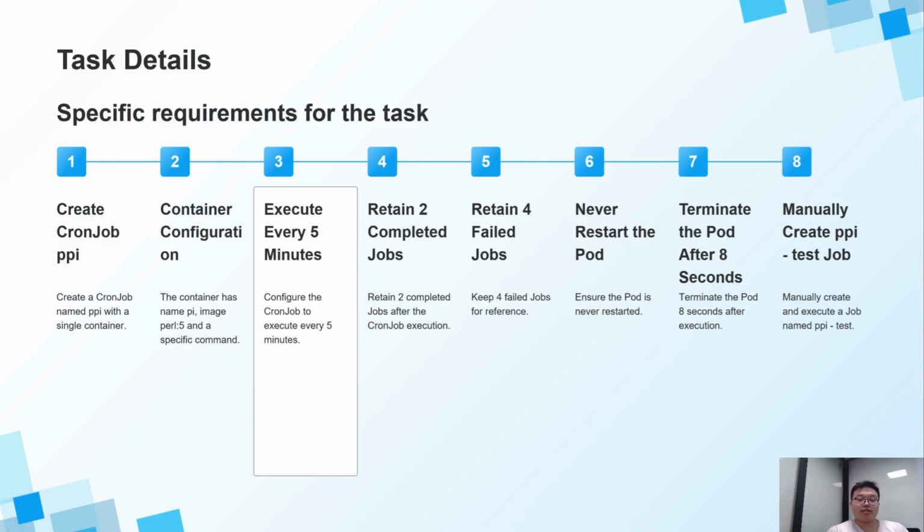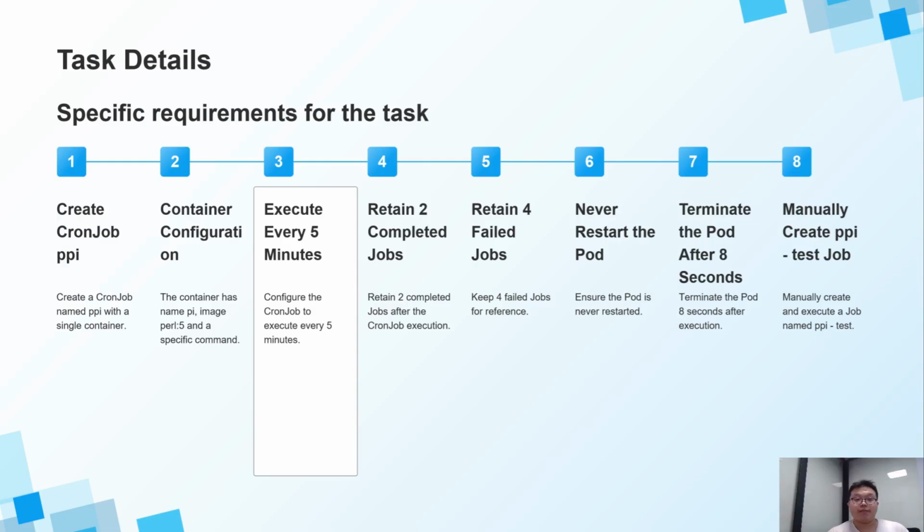Next, keep 2 completed jobs and 4 failed jobs, which is essentially keeping a history record. And the pod should never restart. Finally, after 8 seconds, it should be terminated, because for a scheduled task that runs every few minutes, it can't just keep running indefinitely. So every time it runs, it must be terminated after 8 seconds. So that's the basic content of this question.